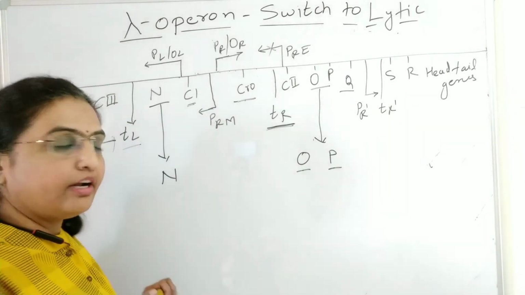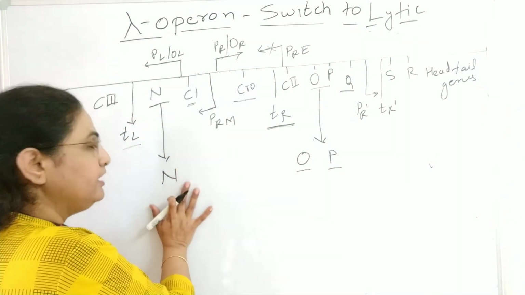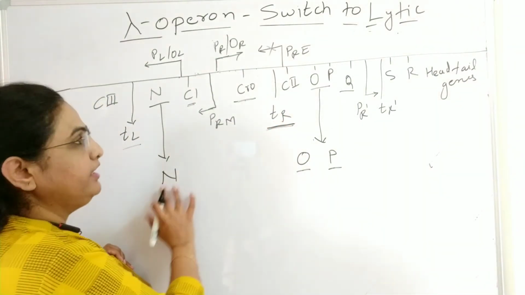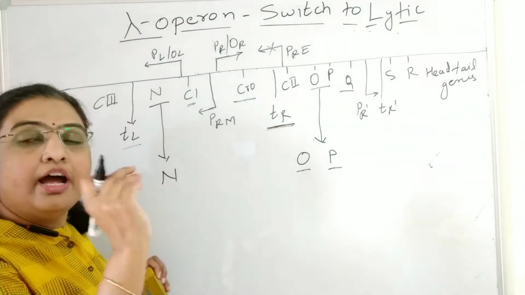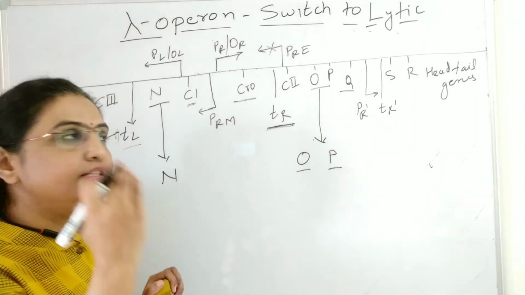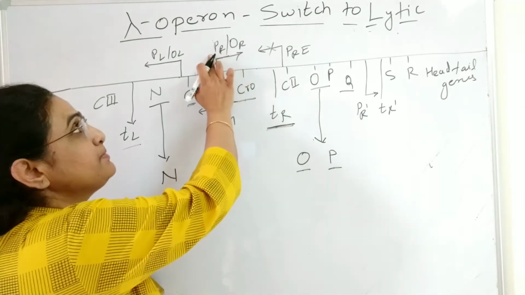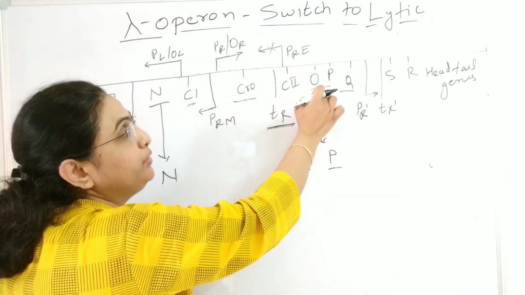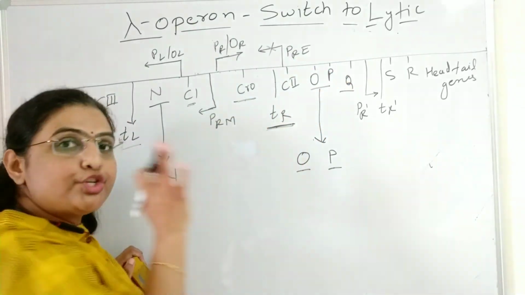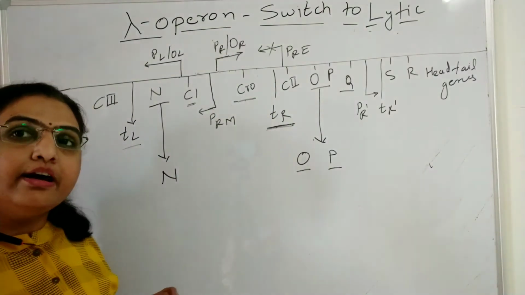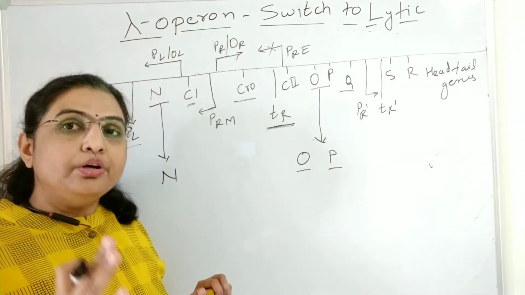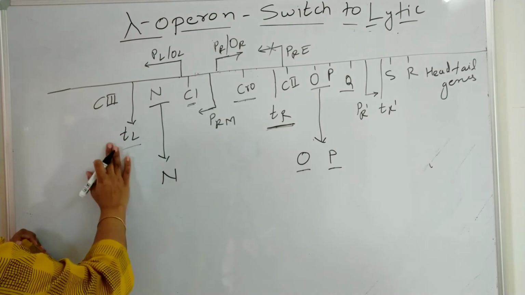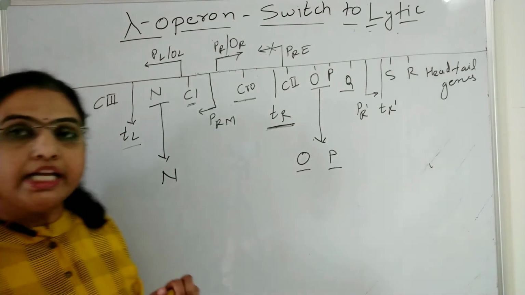Okay, and this anti-terminator N is now allowing the anti-termination at the TR. And as there is an anti-termination, the transcription which has been started from the PR will now pass the TR, and now it will go into the O and the P, that is the origin of replication. Now it is getting activated, and the primer is also going to be synthesized. So the process of replication is now going to be started. In the same way here, the N is also going to do the anti-termination event at the TL also.